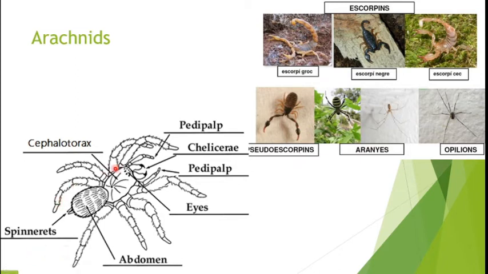In this case, the head and the thorax join together, forming a cephalothorax. Here we can find 1, 2, 3, 4, 5, 6, 7, 8 legs, 4 pairs of legs. These here at the front are called pedipalps.